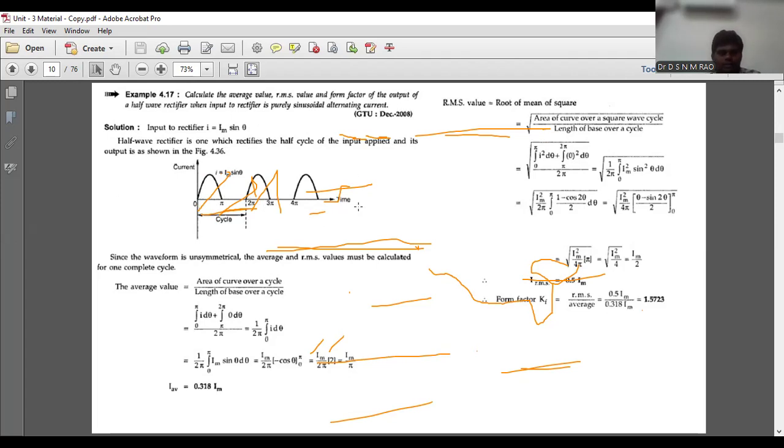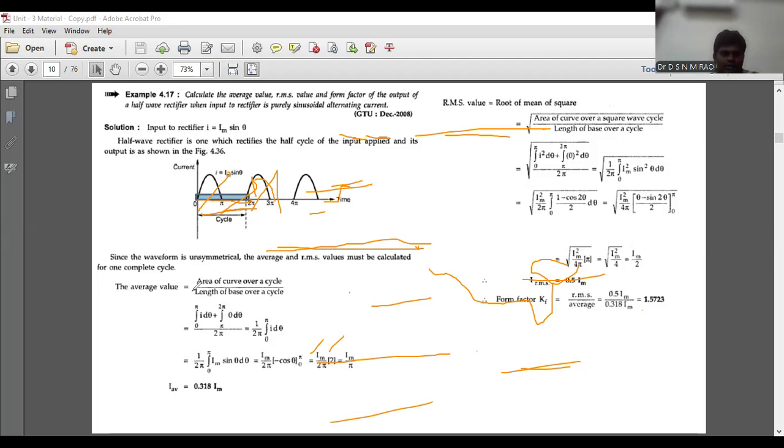So similarly, for the given signal, first we should identify the complete one cycle, where the cycle is repeating. One complete cycle equals 0 to 2 pi. At 2 pi, the next cycle will be repeated. The next cycle base length is from 2 pi to 4 pi. So here infinite numbers of cycles are occurring.